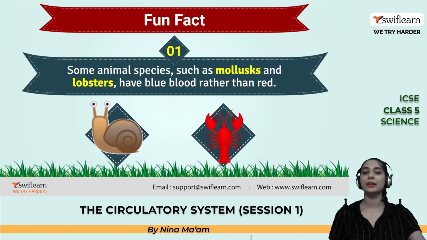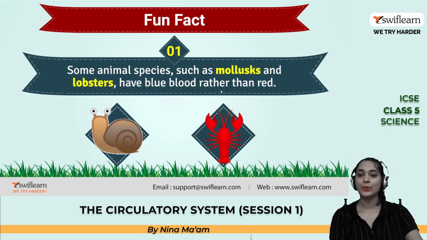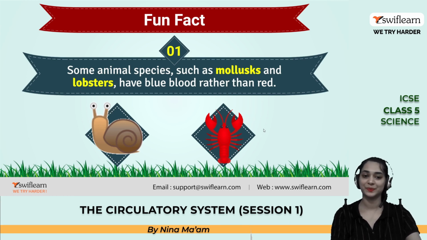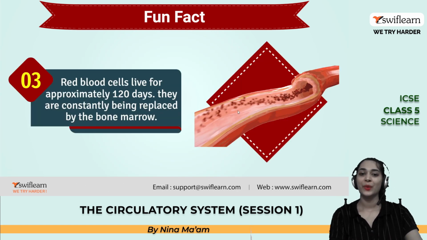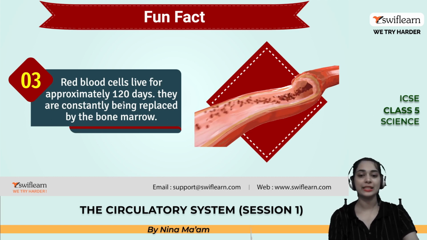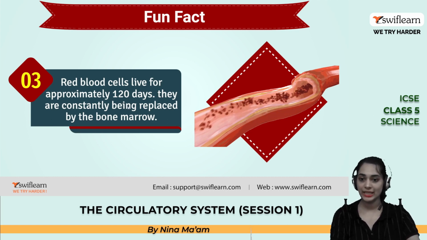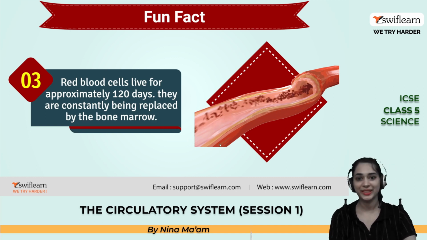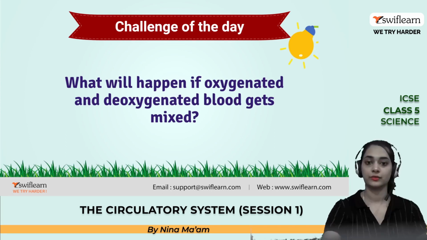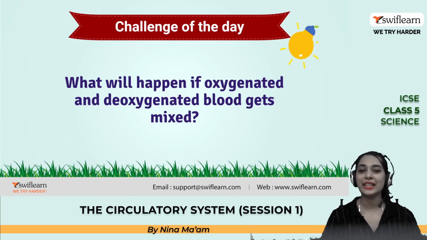So I would like to share some fun facts. The first one, some animal species such as mollusks and lobsters have blue blood rather than red. Fun fact 2, a single droplet of blood contains around 5 million red blood cells. Fun fact 3, red blood cells live approximately 120 days. They are constantly being replaced by the bone marrow in our body. So this is the challenge. So that is the tip of the day.